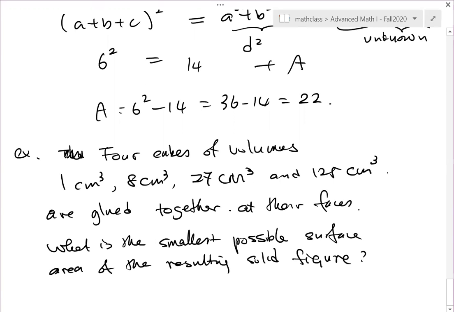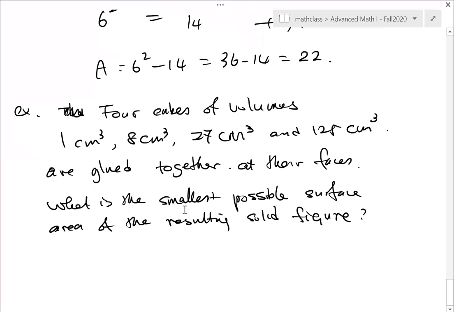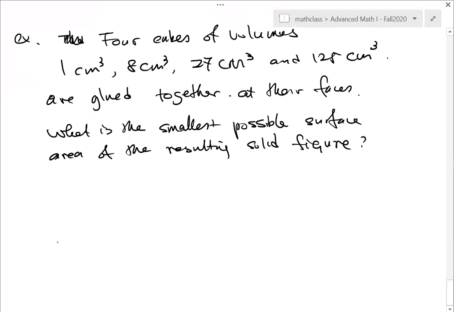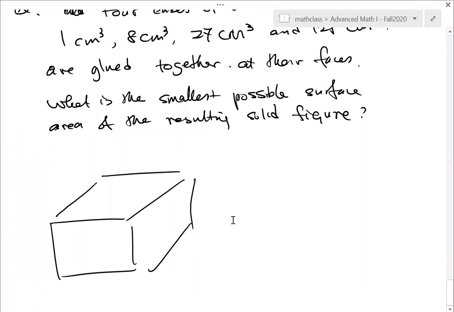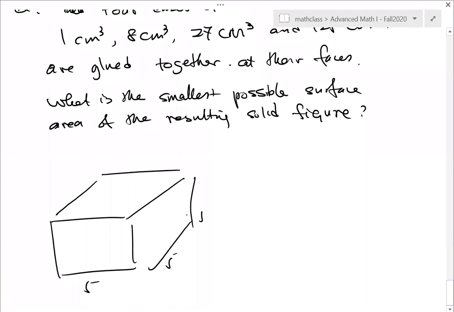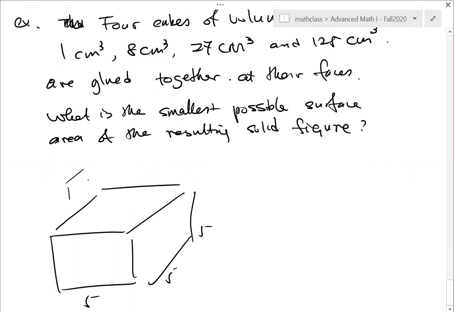All right. So how do you glue them? You want to make sure the faces match, right? This is the largest one, 5, 5, 5, and then put this next one, 27. What I'm going to do, maybe I'm going to put it here, 27. Okay, 27, 3, 3, 3, right?